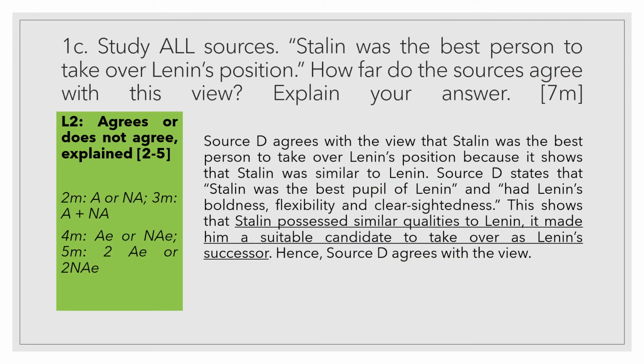Okay, so an example of a paragraph on agree would be source D. Source D agrees with the view that Stalin was the best person to take over because it shows that Stalin was similar to Lenin. Given this similarity, since he's the best pupil of Lenin, since he had these positive qualities that Lenin had, boldness, flexibility, clear-sightedness, this shows that he possessed similar qualities to Lenin, and since Lenin was the leader, it made him a suitable candidate to take over as Lenin's successor, to be the leader of the USSR as well. And therefore, source D agrees with the view.